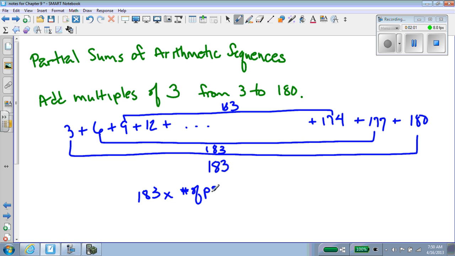Well, how many pairs did we get? This is the first multiple of 3, and since 180 is 3 times 60, it is the 60th multiple of 3. So from 1 to 60, that's 60 terms coming in pairs. So I have 183 times 30 pairs. 0 on the end, 9. 3 times 8, 24. Regroup the 2. 5,490 is the sum.